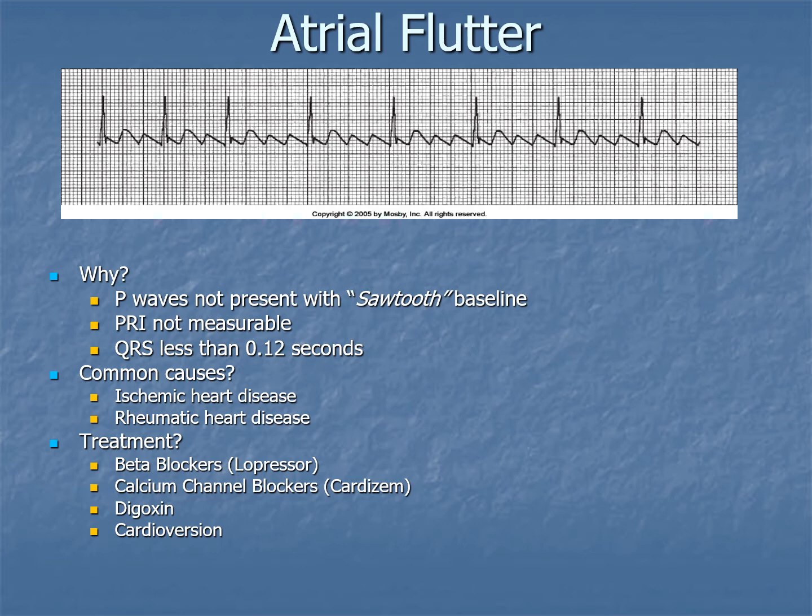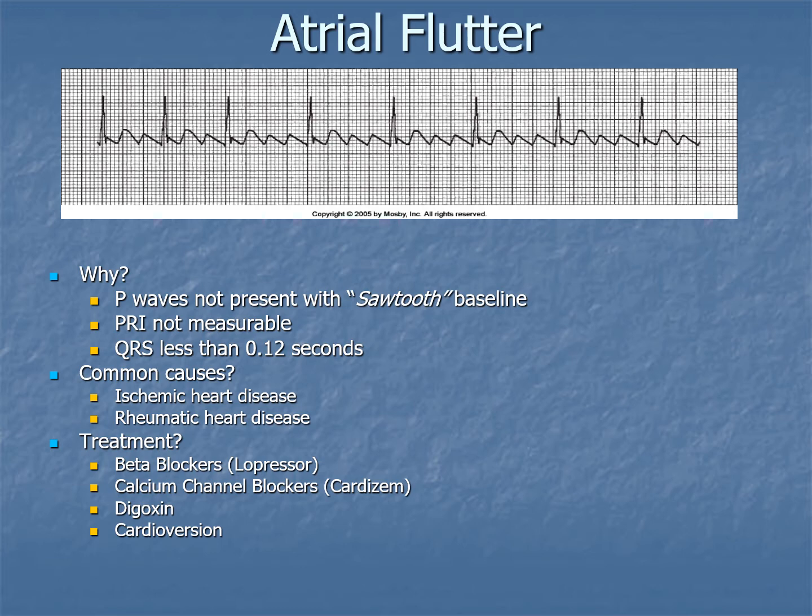Atrial flutter is characterized by a sawtooth-like baseline. It's in the family of dysrhythmias along with atrial fibrillation. So the P waves may not be present. They're actually buried in the sawtooth. The PRI is not measurable. QRS is generally less than 0.12 seconds. The rate itself, again, may be irregular.